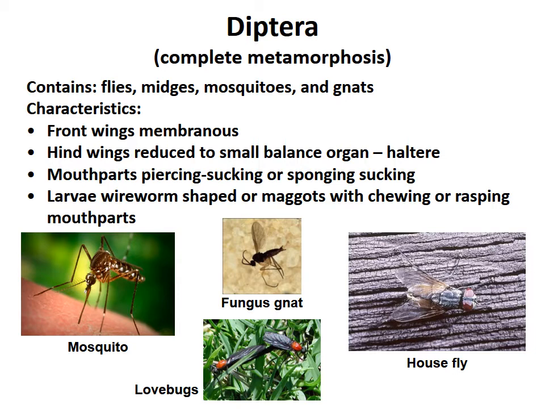Diptera, their mouth parts are either piercing-sucking or sponging-sucking. Some of them, if you think midges, biting flies, mosquitoes, have a modified piercing-sucking mouth part. A mosquito, obviously, when it bites you, it pokes into you. So it has the same type of piercing-sucking mouth part that, let's say, a stink bug or another type of insect would have. Other ones, the common housefly, has a sponging mouth part. Their larvae, their immature form, can be either wireworm shape or maggots. There's a lot of diversity amongst them. So the immature ones will always have either a chewing or a rasping mouth part.